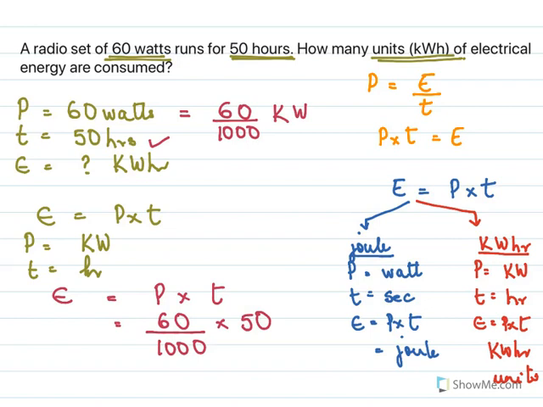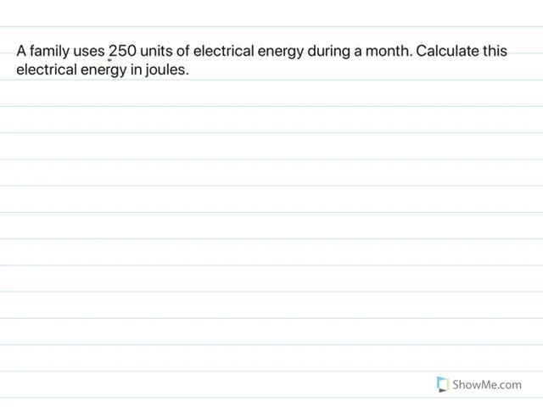So you cancel this out and you get your answer here: 3 kilowatt hour or 3 units. A family uses 250 units of electrical energy during a month.